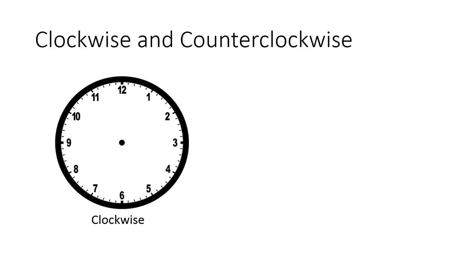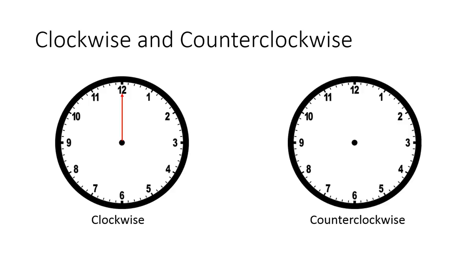So next we're going to take a look at the difference between clockwise and counterclockwise. So first I'm going to do clockwise. Clockwise is just the direction that the hand goes on a regular clock. So I'm going to start at 12 o'clock and move in the clockwise direction. So that's just how a normal clock will move. Counterclockwise will go in the opposite direction. So starting at 12, it goes the opposite direction. So that's going to be counterclockwise.